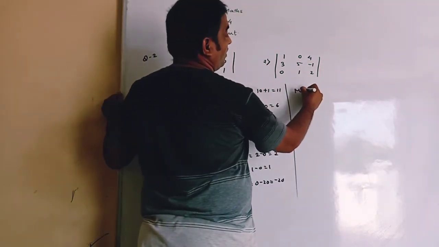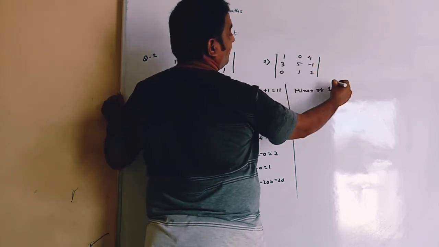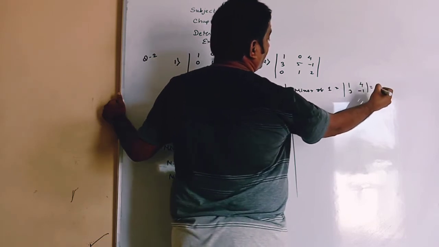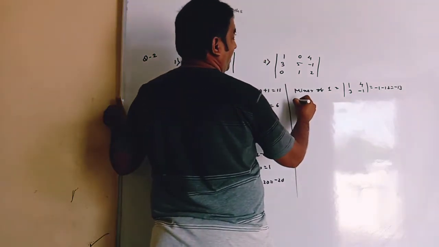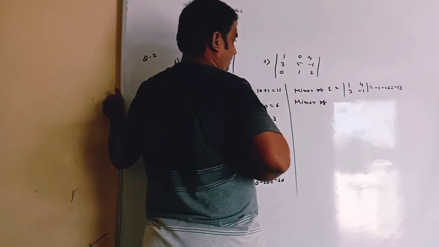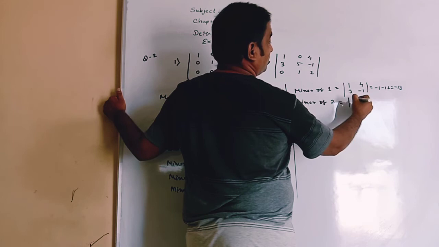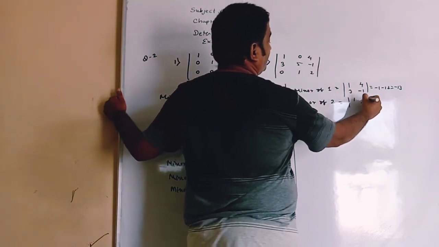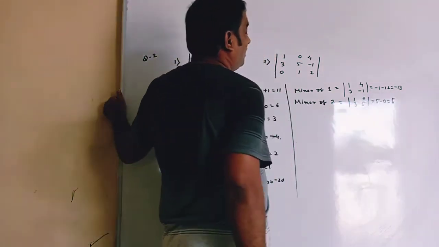So minor of 1, this one, then 1 containing row and column we remove. Then it is 1 4 3 minus 1. So it is minus 1 minus 12, minus 13. And minor of 2 equals to, 2 containing row and column we remove. Then 1 0 3 5. So 5 minus 0 is 5.